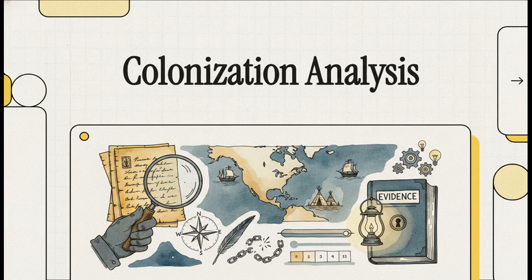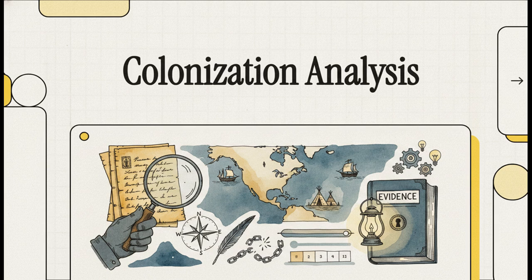Welcome to the Explainer. Today, we're putting on our detective hats to analyze the incredibly complex era of early American colonization. We aren't just going to sit here and memorize dates and names. Instead, we're diving straight into the evidence. We'll be using a really specific, structured approach to break down historical texts, figure out what they're actually saying, and understand the massive shifts that went down when different worlds collided in North America.